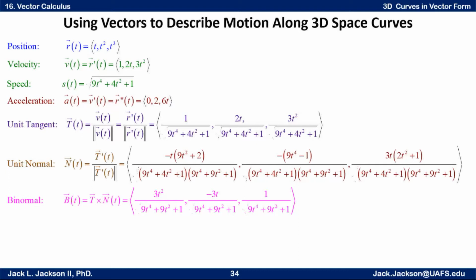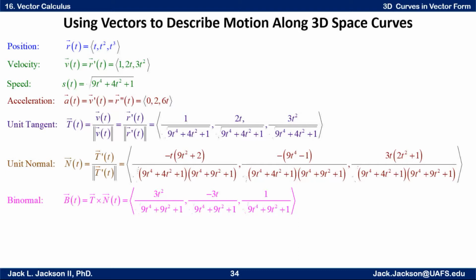That's pretty easy. The speed is just the norm of that, or the square root of the sum of the squares. So you get 1 squared is 1, 2t squared is 4t squared, 3t squared is 9t to the fourth, and then square root of all of that. Reordered it slightly, putting a decreasing order of powers of t. The acceleration vector is the derivative of the velocity vector. So the derivative of 1 is 0, derivative of 2t is 2, and derivative of 3t squared is 6t.